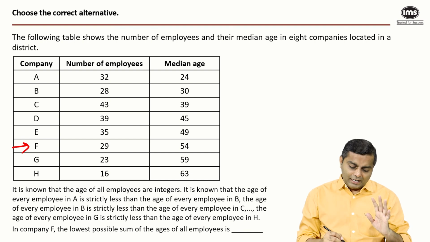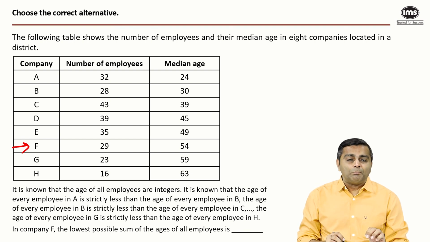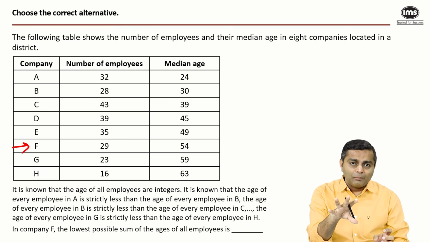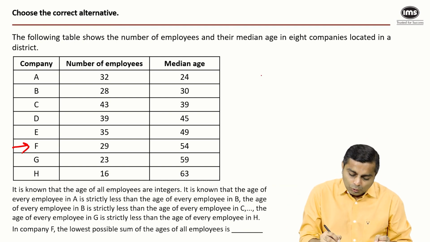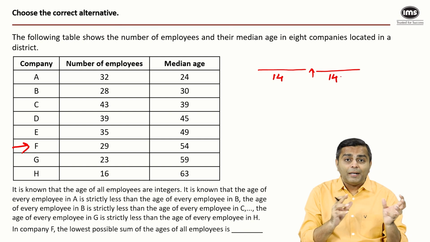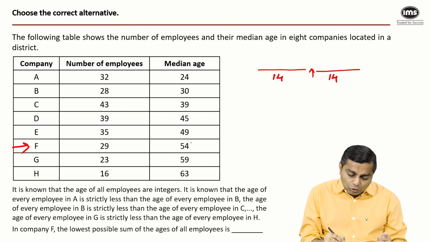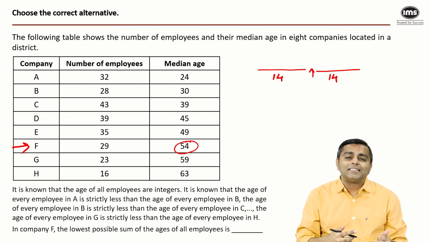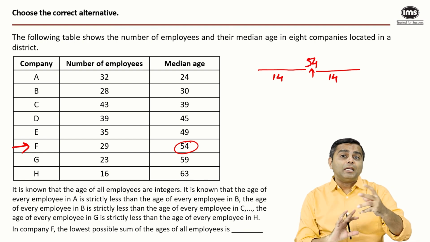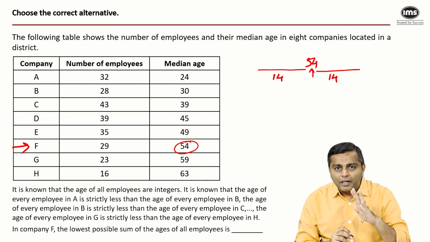Now, company F has how many? Company F has 29 employees. 29 means 14, then a 15th guy who is the middlemost guy, and then there are 14 people. So there is a guy here in the middle, and there are 14 guys here, 14 guys here, 28, and the middlemost guy. Now, the middlemost guy's age, we know it exactly, which is 54. So there is nothing like minimizing and maximizing. That guy has to be counted for 54.